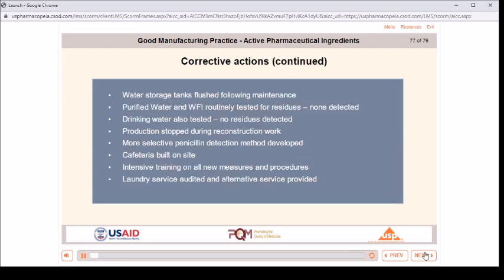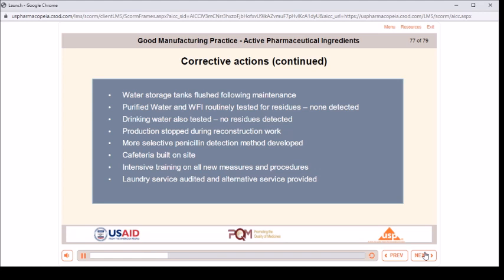Corrective actions continued. 1. The flushing of the water storage vessels following maintenance was proceduralized, and the pharmaceutical-grade water was tested for beta-lactam residues on a regular basis. No residues were detected. The incoming potable water supply was also sampled for penicillin residues, and none were detected.